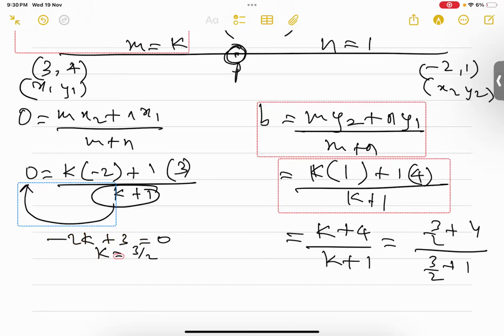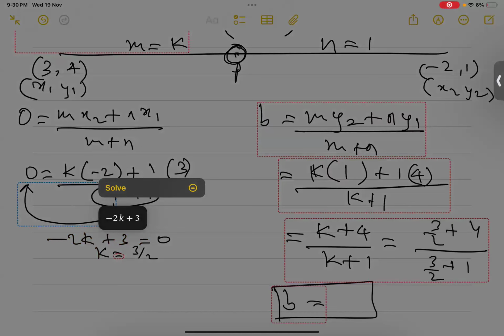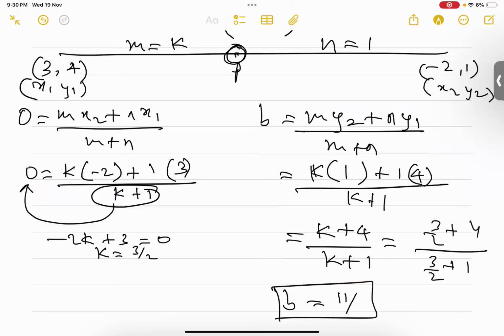Just put the value. You will get the value of B, which is the y coordinate of the point. That you can calculate. So it is going to be 11 upon 5.